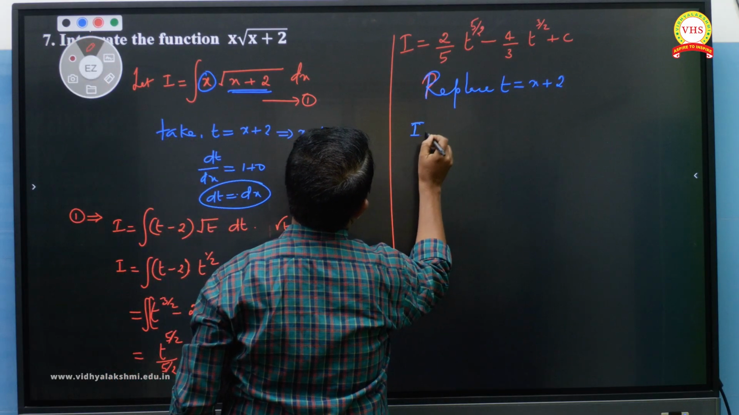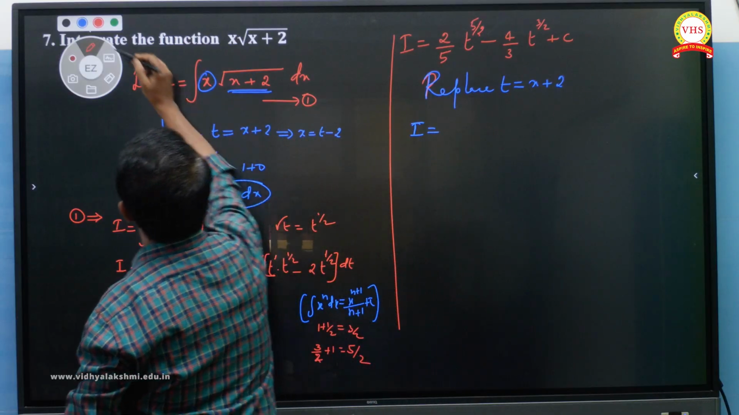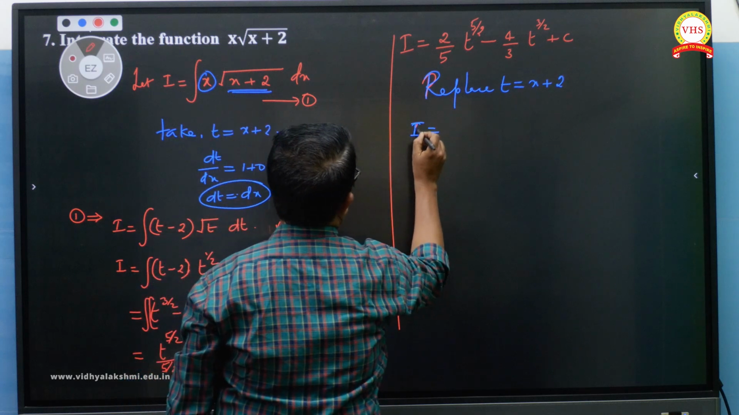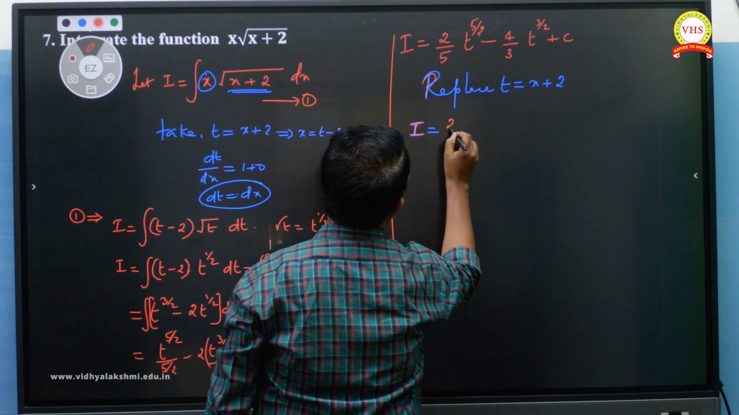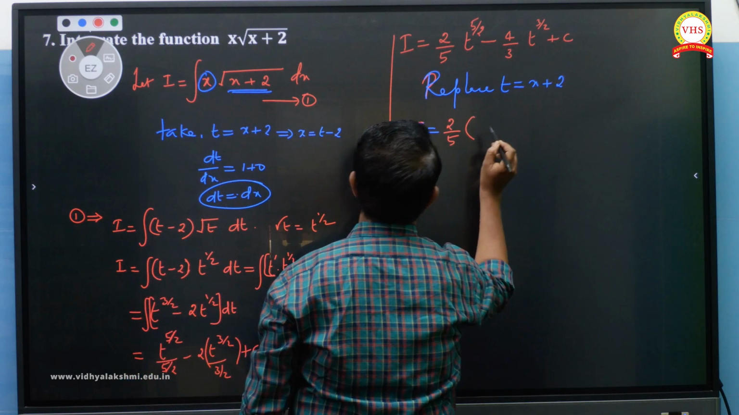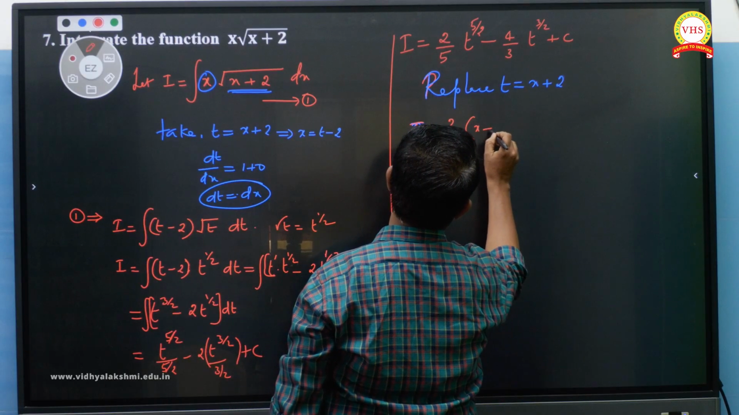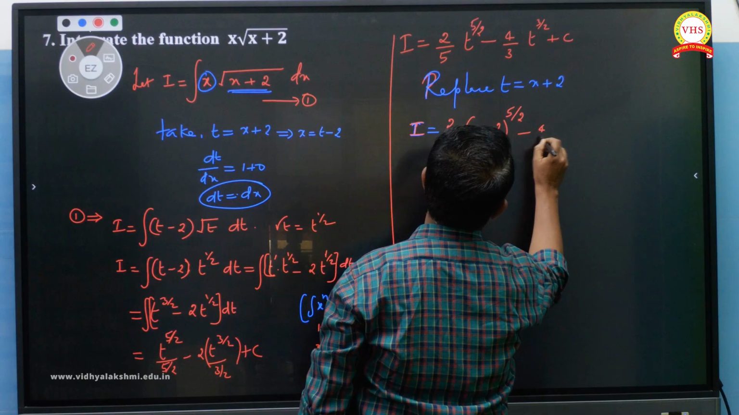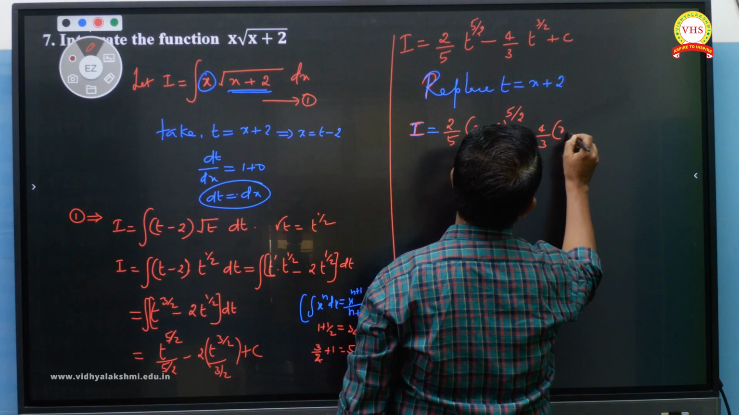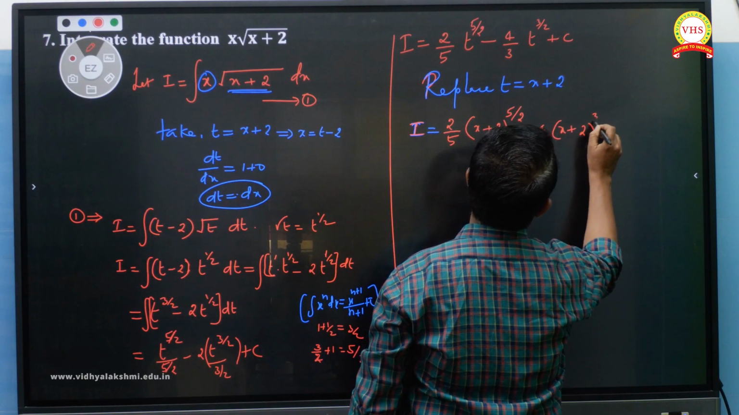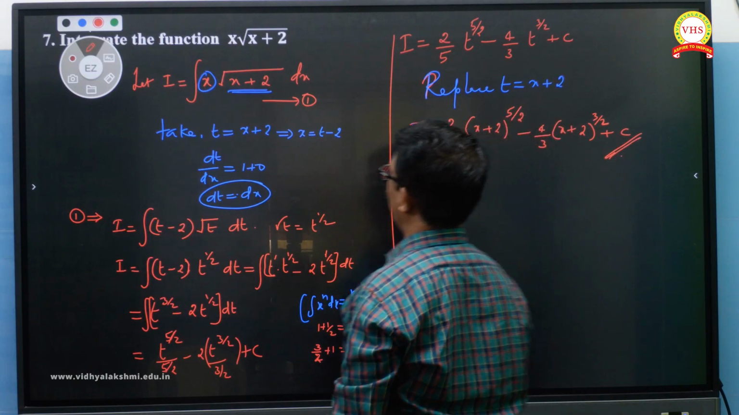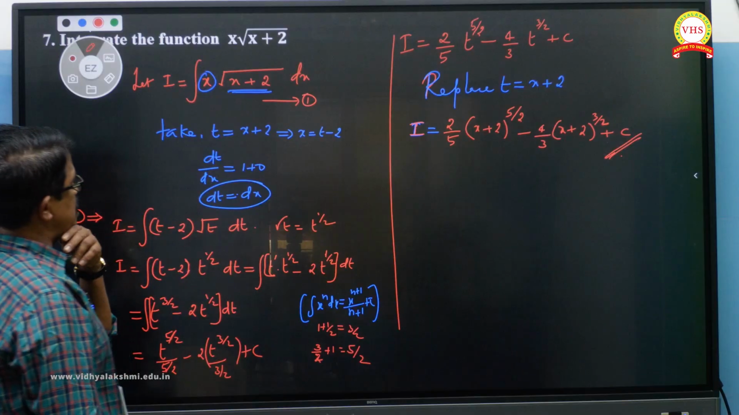Now I equal to 2 by 5. What is the t value? That is (x plus 2) whole power 5 by 2 minus 4 by 3 into (x plus 2) whole power 3 by 2 plus c. This is the value of the given integration function.